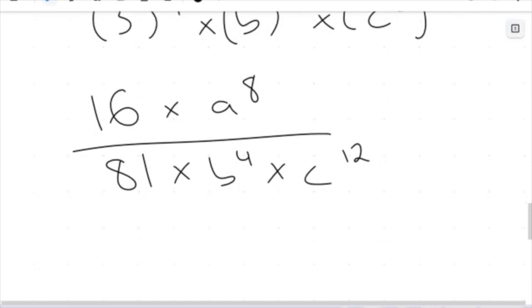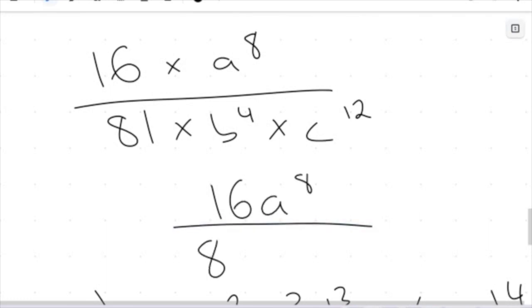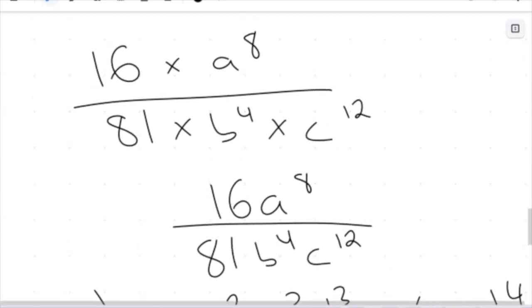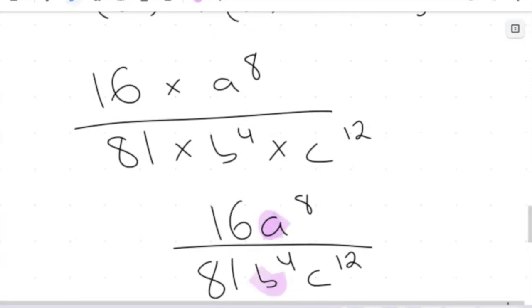And from here, I can just shorten this algebraically. So I just write 16a to the power of 8 over 81 b to the power of 4 c to the power of 12. And from here, we can see there's no more that I can simplify because there is no common factor that goes into 16 and 81, nor can we simplify anything else here because these are all different pronumerals, implying a different number. So there's nothing more we can do to simplify this.